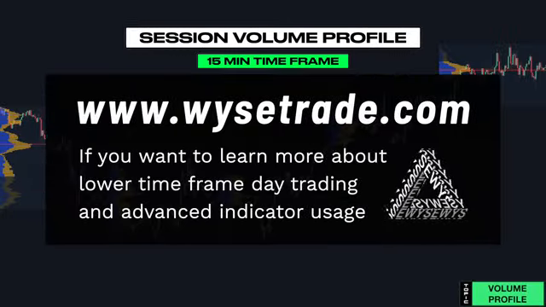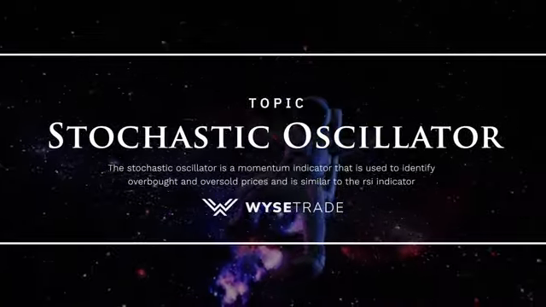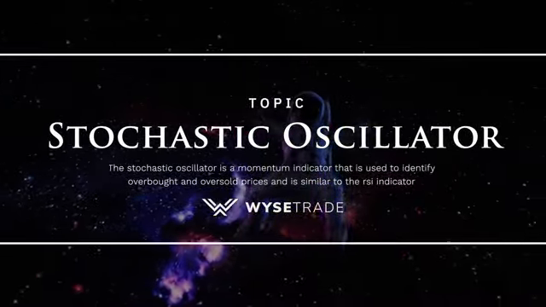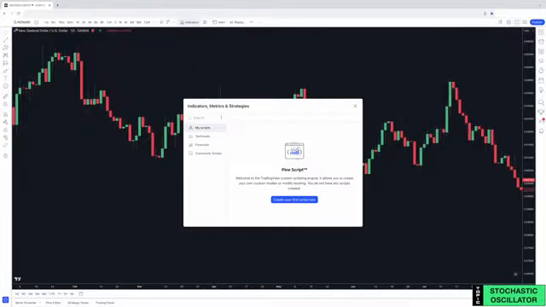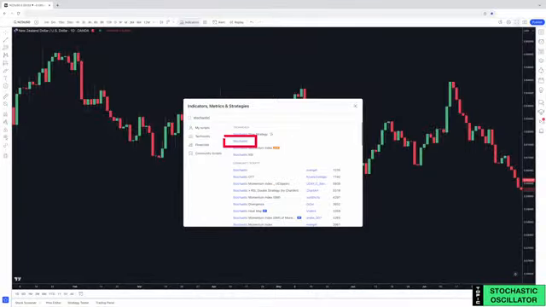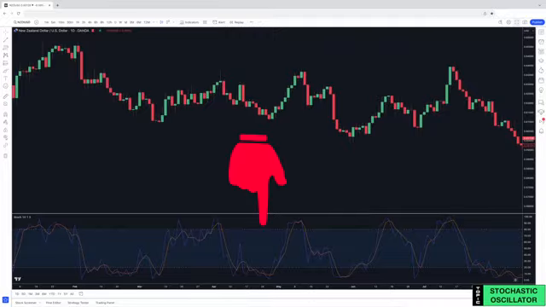So next, stochastic oscillator. To access this indicator, click Indicators. Type in stochastic. Select it right here, and it will appear below your chart.